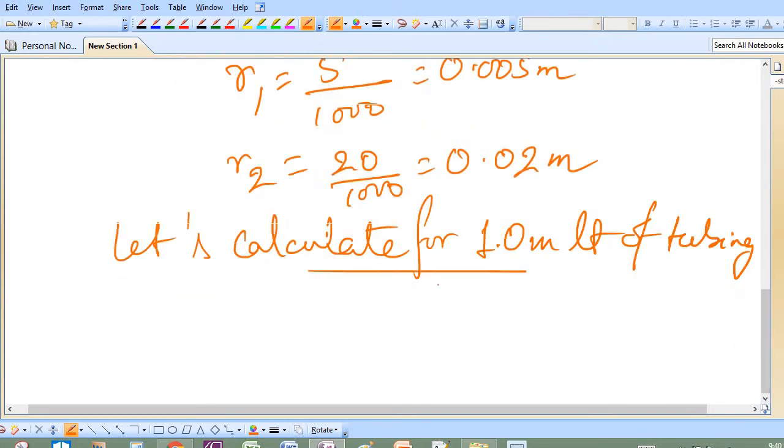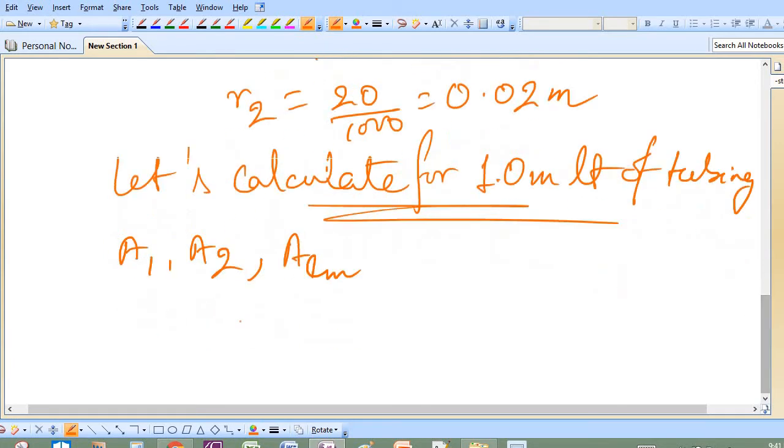So for calculating for a length of 1 meter of tubing, we need to find A1, A2, area 1, area 2. A1 is the inside area of that hollow cylinder. A2 is the outside area, the lateral surface area. A1 means this is the lateral surface area. ALM is our log mean area.